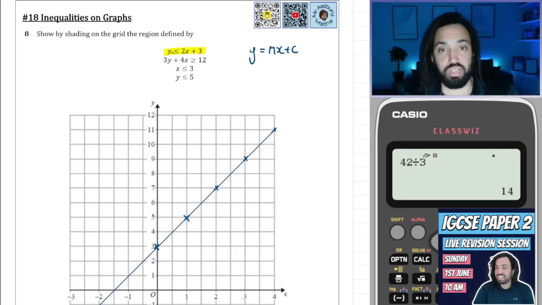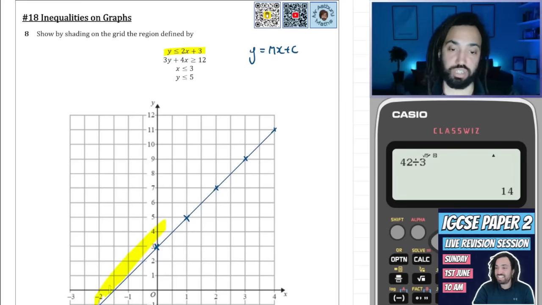And then, because we want the y to be less than 2x plus 3, it means we want all the stuff which is below the line. But rather than shading that in, I'm actually going to shade the stuff we don't want. So we don't want the stuff above the line. So just get rid of all that. That should be enough.